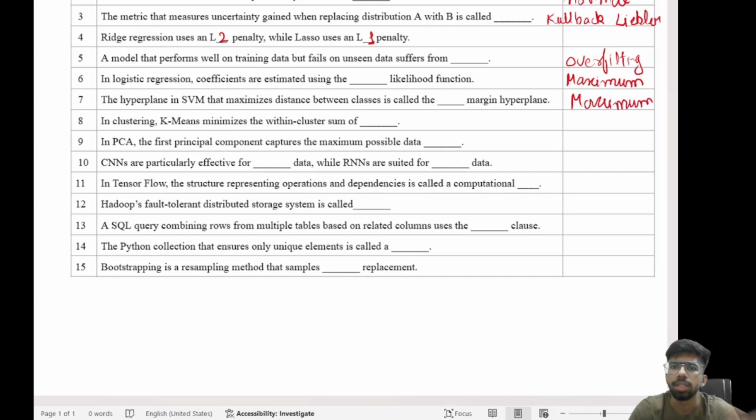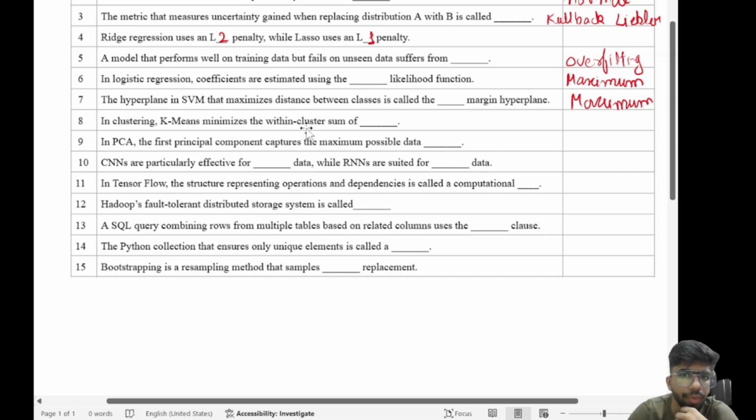So SVM, support vector machines, try to separate classes with the widest possible gap. The goal is to find a hyperplane that is as far away as possible from the points of either class, determined only by critical data points, the support vectors. This hyperplane with the largest margin is called the maximum margin hyperplane, and it gives SVM strong generalization ability. Moving on to the next question.